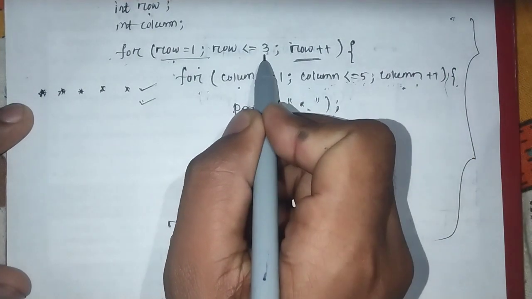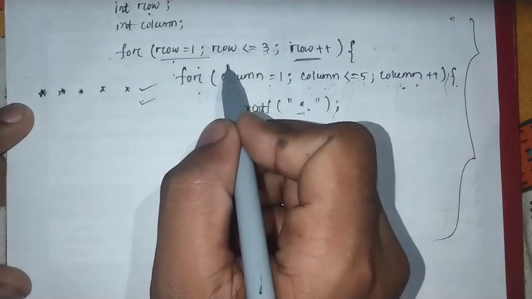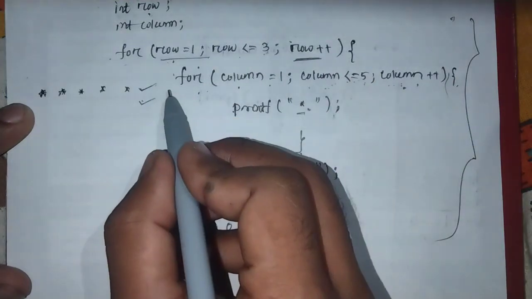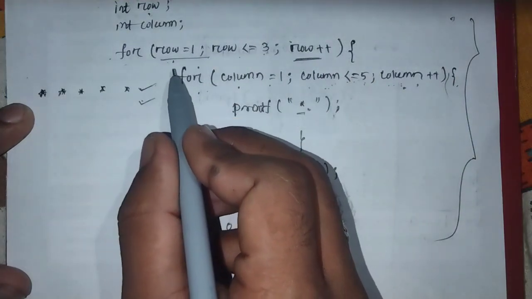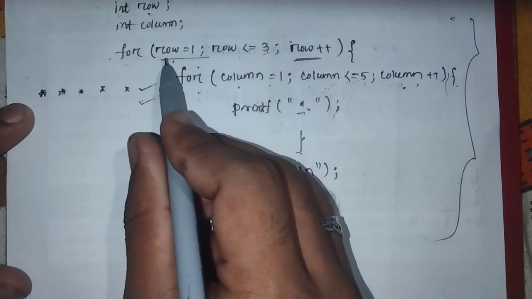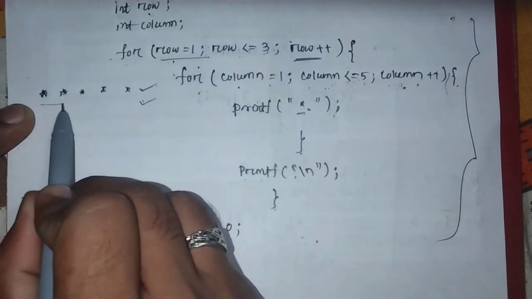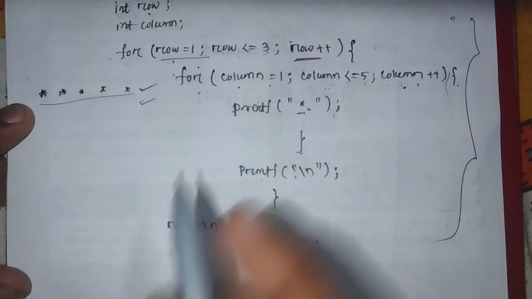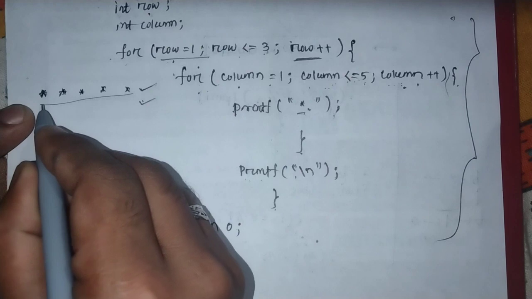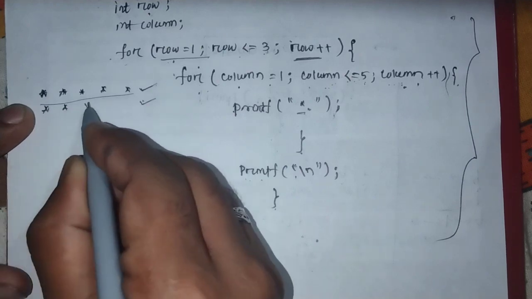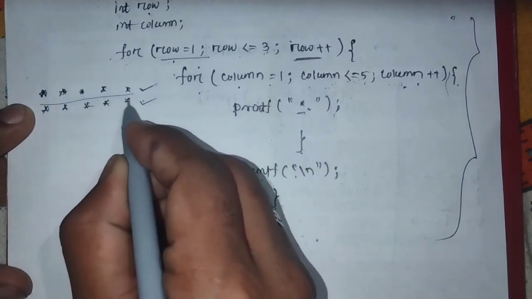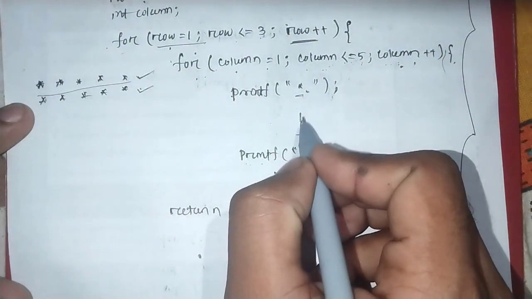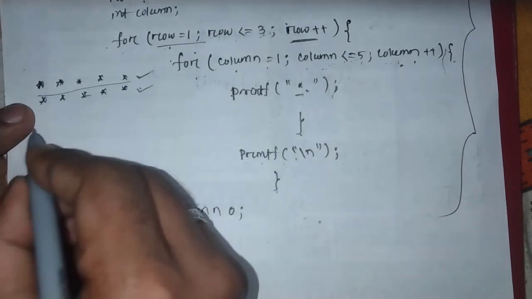So row number 2 will come. Is 2 less than or equal to 3? Yes, true. So here it will now go to the inner loop. As we have done this whole operation for row number 1, it will do the same for row number 2. It will print like this for each value of column. After this, it will go to the next line.